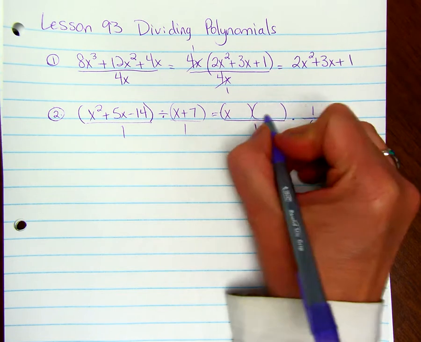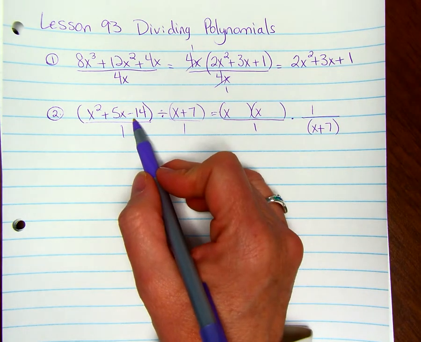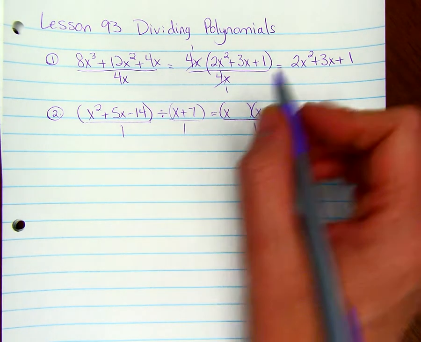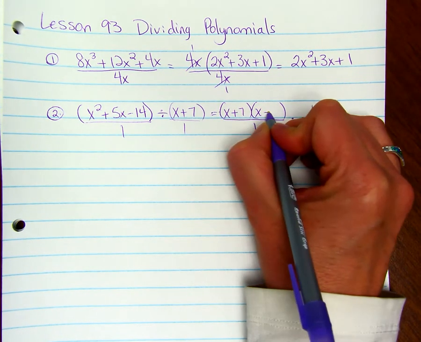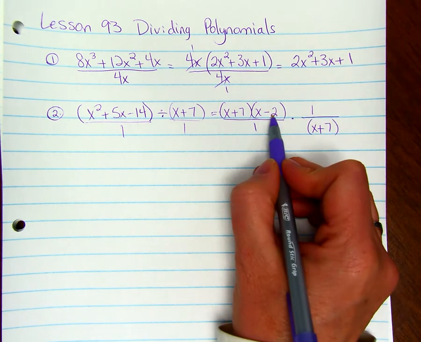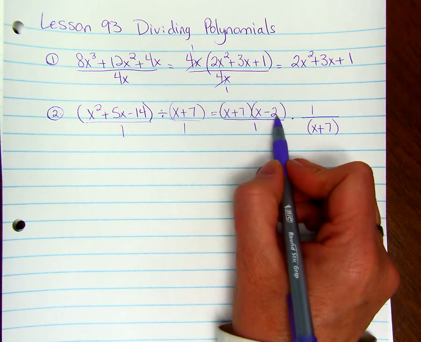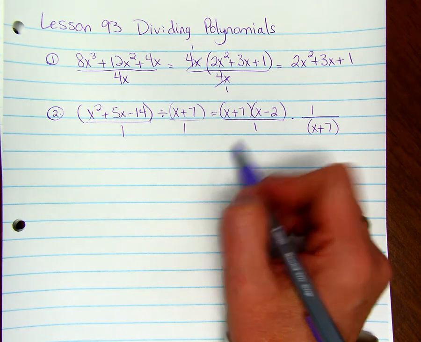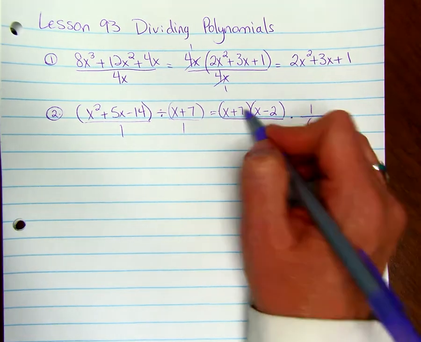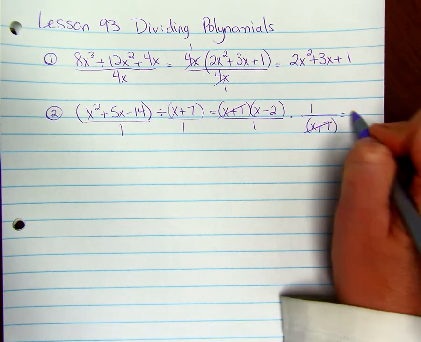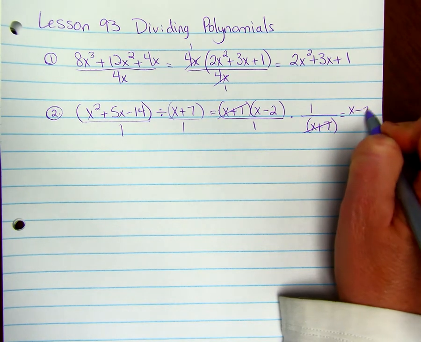So this is x, and I think of two numbers that multiply to get negative 14, but add to get 5. That would be a plus 7 and a minus 2. They multiply to negative 14 and add to positive 5. And I also have a clue right here, where that's x plus 7. I can try that and see if it works. And of course it does. So we're going to cancel, and we could say the answer is x minus 2.